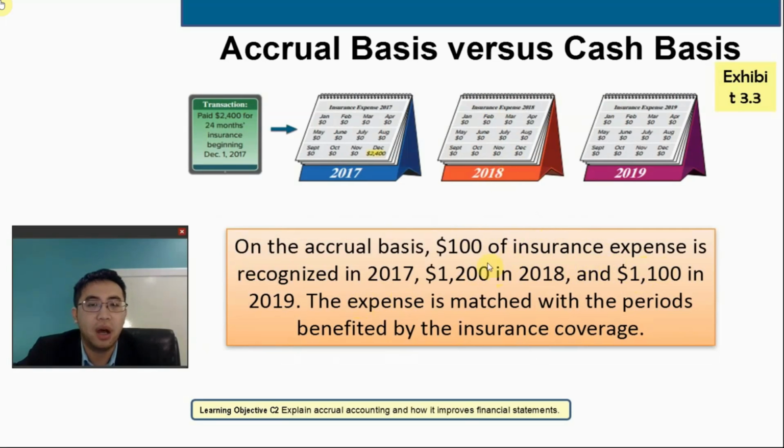Although we do not actually pay a $100 bill month by month, we still recognize those insurance expenses as they are incurred. So the expenses match with the periods benefited by the insurance coverage, not the time we pay the cash.